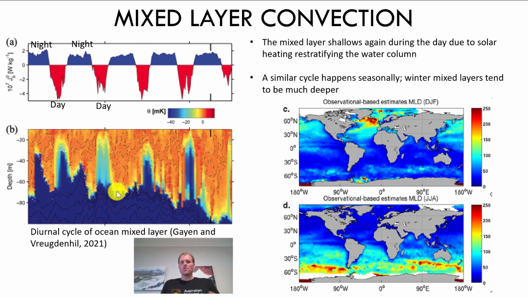If you get some observational estimates of what mixed layer depth is, so in December, January, February, which is Northern Hemisphere winter, you can see you get very deep mixed layers in the Northern Hemisphere oceans, particularly the North Atlantic. Whereas if you go to June, July, August, so Southern Hemisphere winter, you can see very deep mixed layers all through the Southern Ocean. So remember, the average mixed layer depth is around about 50 meters, so it's the blue color. But in these winter seasons, in the winter hemisphere, you get very deep mixed layers that could be many hundreds or even 1,000 meters deep.